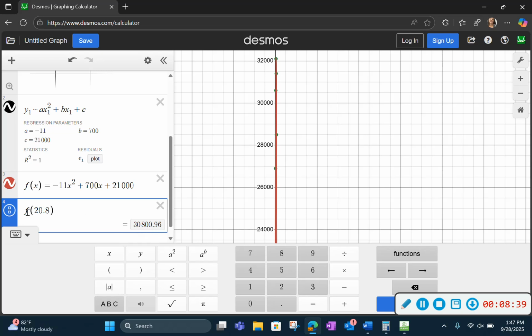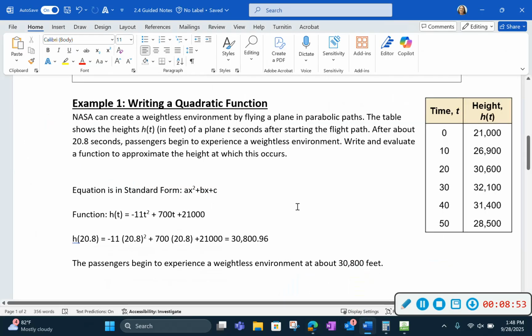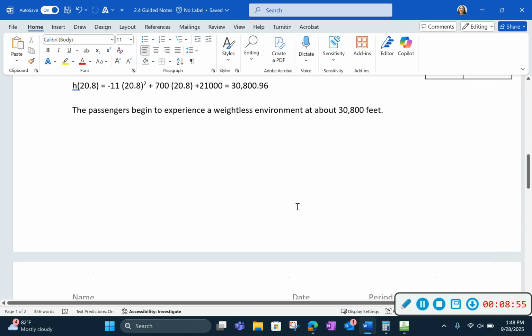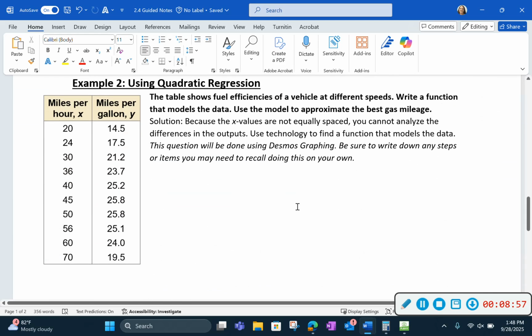All right, but just know that, what does this mean? This means on the graph where your x value is 20.8, your y value is 30,800.96. Okay, so that is our first problem. All right, so that's our first example. We found all the answers there. Now we're going to do example 2.